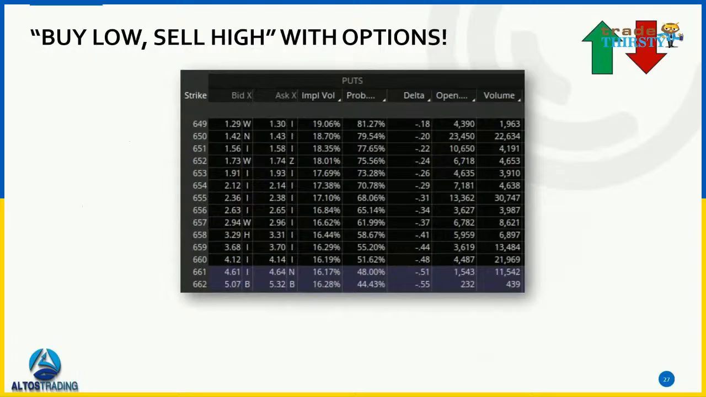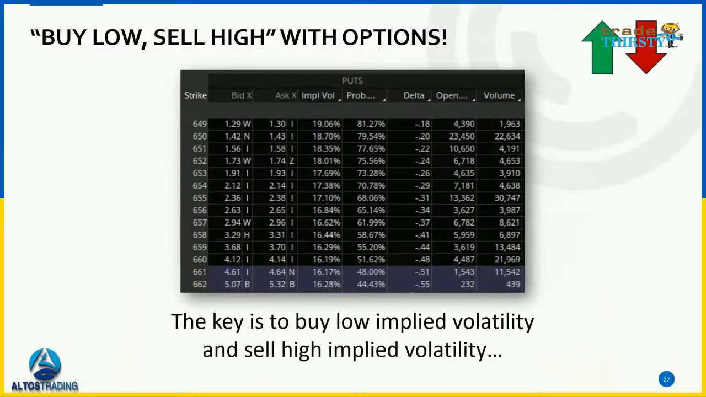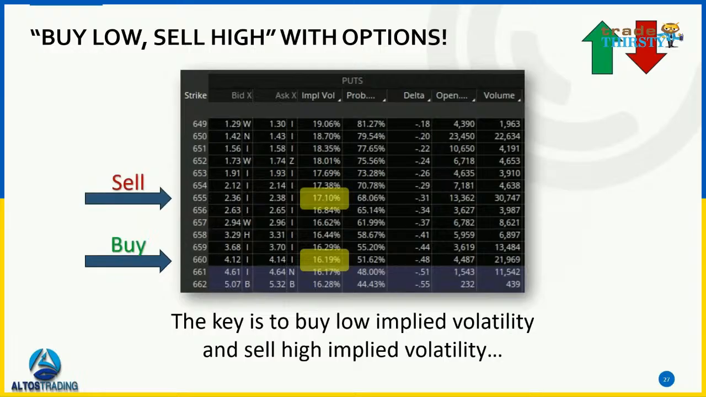All right, so let's go back over to this options chain. The key is to buy low implied volatility, sell high implied volatility. So this is what that looks like. The 660 strikes that we just looked at have a vol of 16.19. The 655s have a vol of 17.1. So we could do a number of things here. We could do a vertical put debit spread, right? We think the stock's going to go up, or maybe we think the stock is going to go up, but it might stay flat, or maybe it'll go down a little bit. We could do a vertical put credit spread.